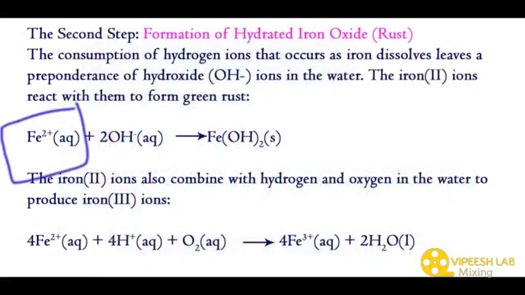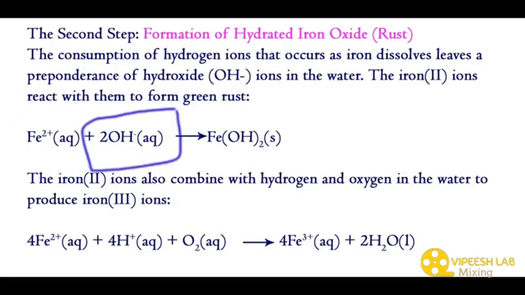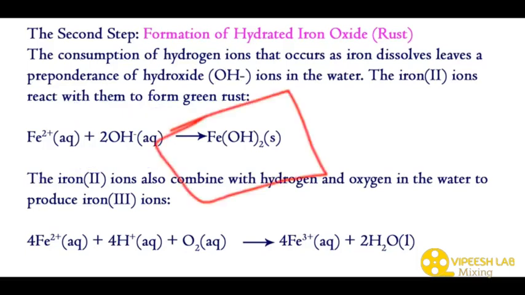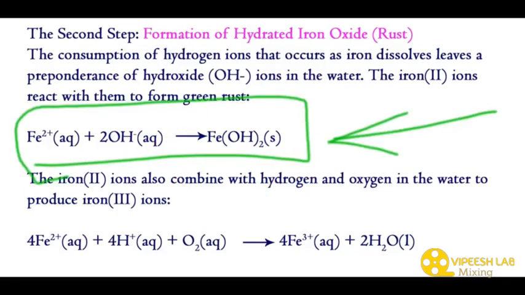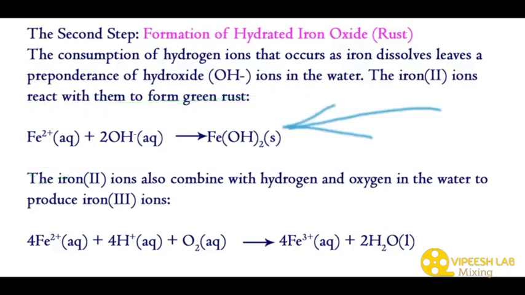Looking at the equation, you can easily understand that Fe2+ that was in aqueous form will be mixed with the hydroxide ions, also in aqueous form, and will result in Fe(OH)2 that is in solid form. Look at that again, Fe(OH)2. So looking again, the iron 2 ions reacting with the hydroxide ions in the water will result in Fe(OH)2, which is in solid form.